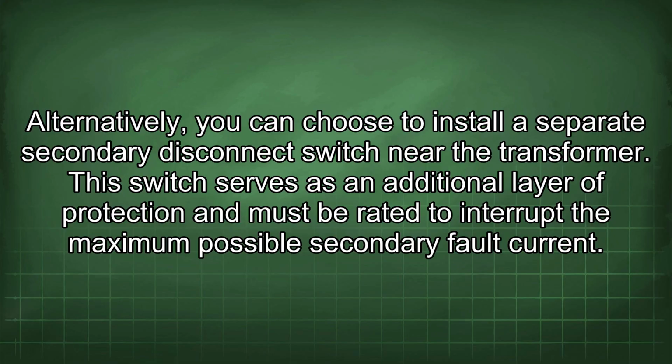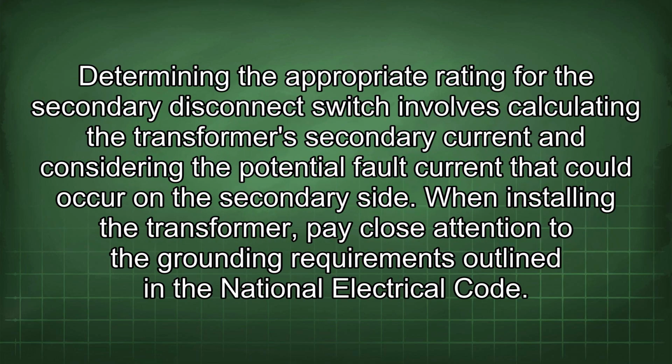This switch serves as an additional layer of protection and must be rated to interrupt the maximum possible secondary fault current. Determining the appropriate rating for the secondary disconnect switch involves calculating the transformer's secondary current and considering the potential fault current that could occur on the secondary side.